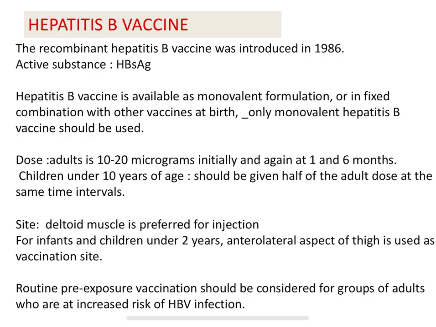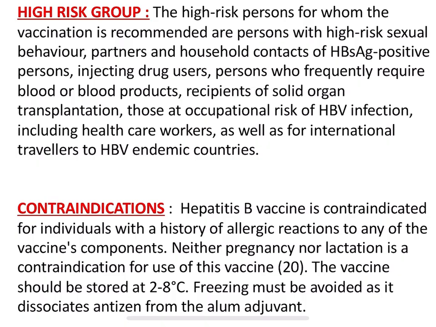Okay, especially for children and infants, we give it in the anterolateral aspect of the thigh. Then we saw that in adults, the routine pre-exposure vaccination is done, especially for those who are at an increased risk of HBV infection. Adults 20 years of age and older should receive 1 ml of the adult formulation. Is it clear?